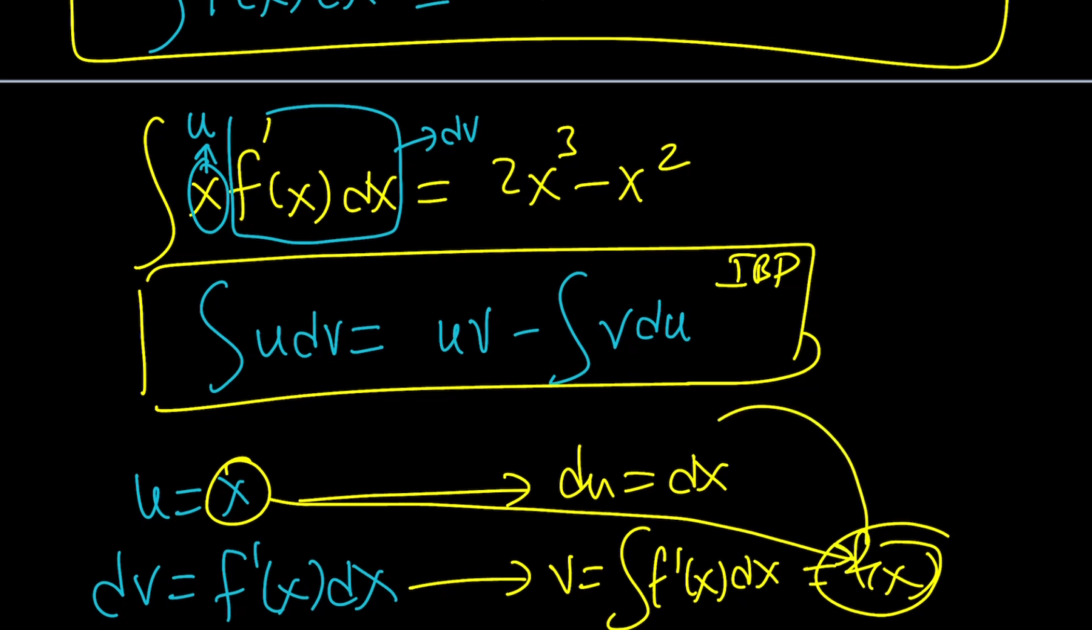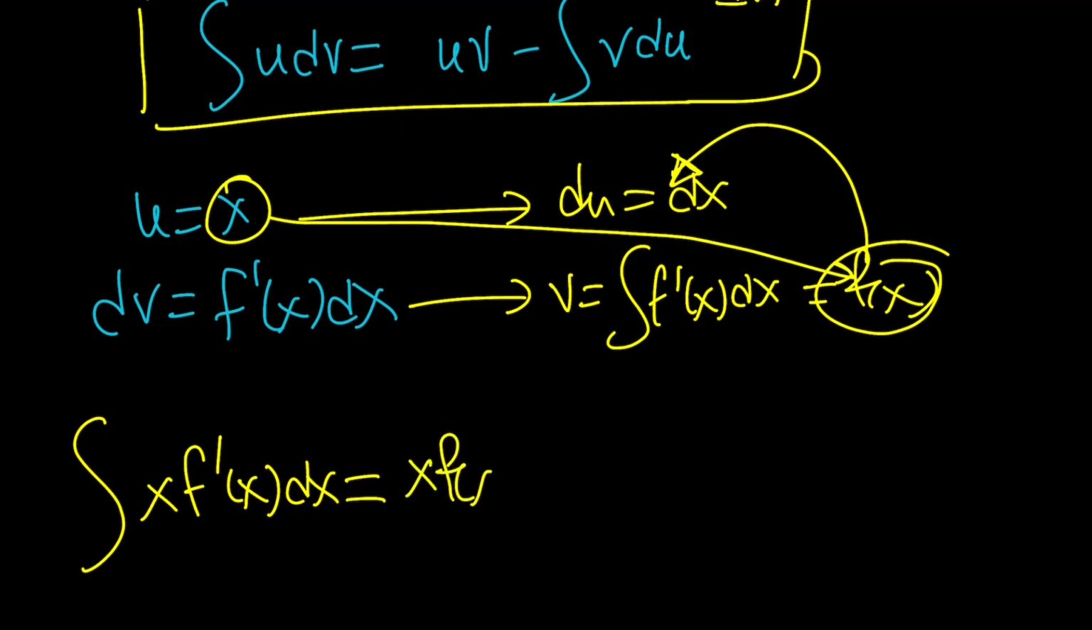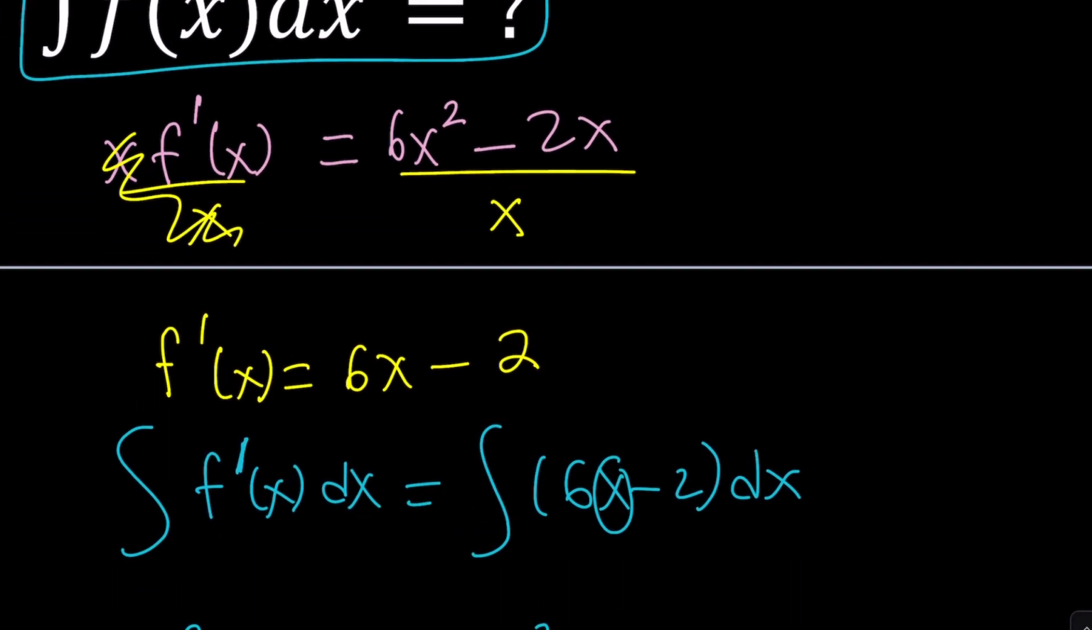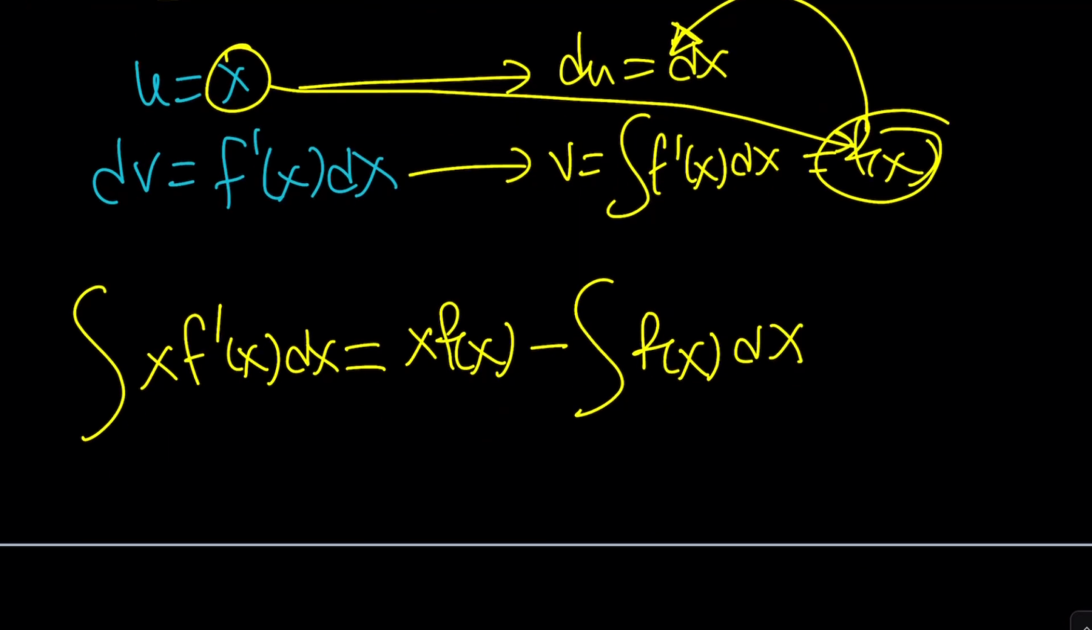And then subtract v du, right? So the product of f of x dx. Let's go ahead and write it down. The integral of x times f prime is the same thing as u times v, which is x times f of x, minus the integral of v du, which is f of x dx. Great. Now, what do we know? We do know that the first expression is 2x cubed minus x squared, right?